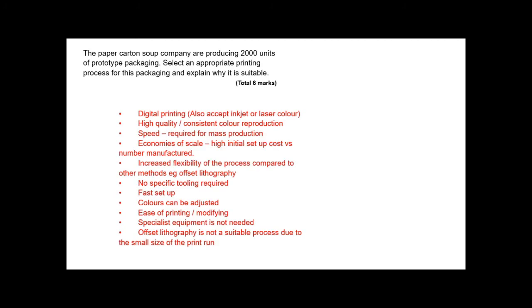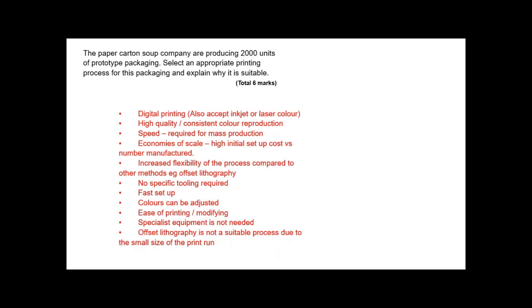So a paper carton soup company are producing 2,000 units of prototype packaging. Select an appropriate printing process for this packaging and explain why it is suitable. So obviously we've not covered printing processes yet, but you can still use your textbooks to answer it. So again, pause the video, have a go at answering.